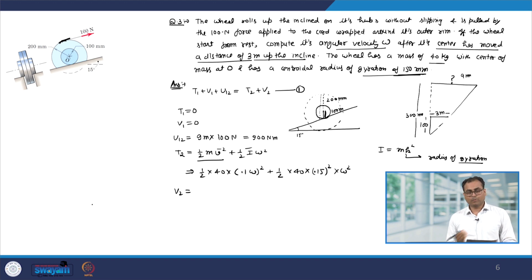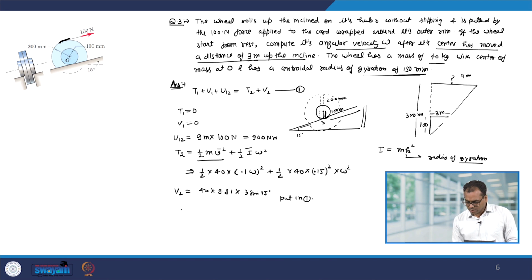Now, let us look at V2. V2 will be the potential energy. So, that will be mgh. So, m is 40, g is 9.81 into h. So, it travels a distance of 3 meter on 15 degree inclined. So, therefore, h will be 3 sin 15 degree, because this is 3. So, therefore, that distance will be 3 sin 15. Let us put all this in equation 1.